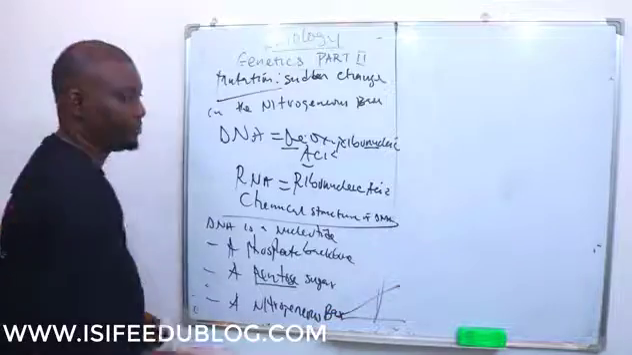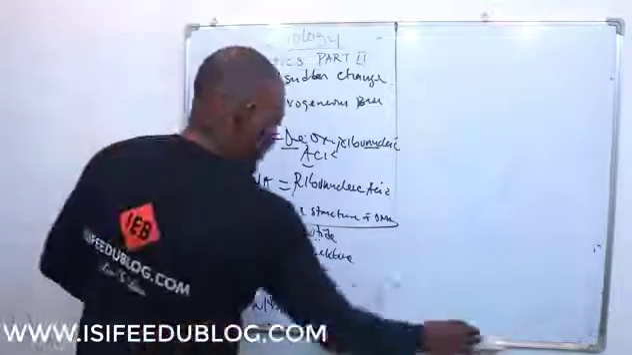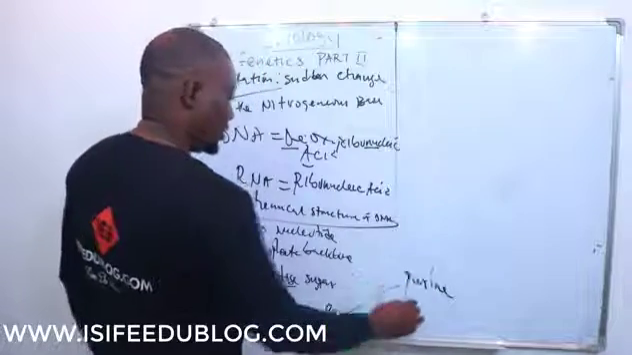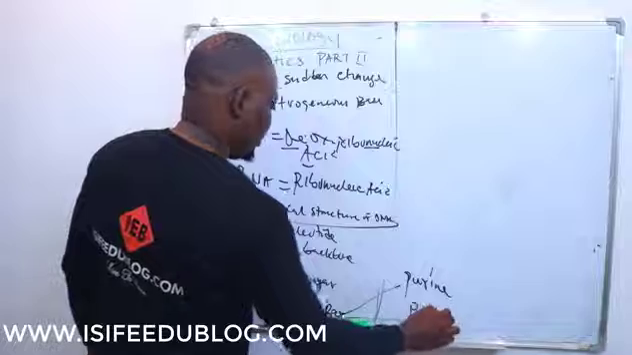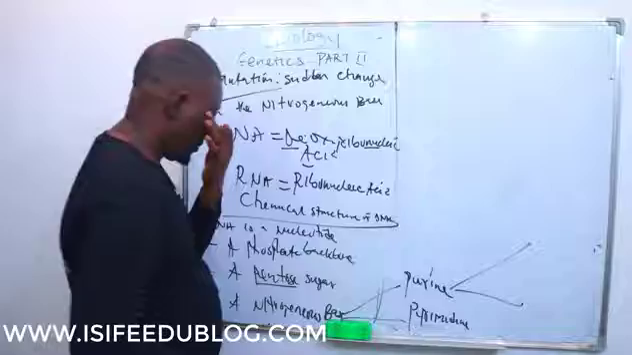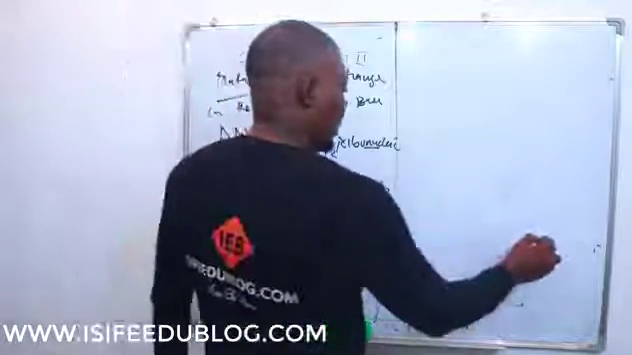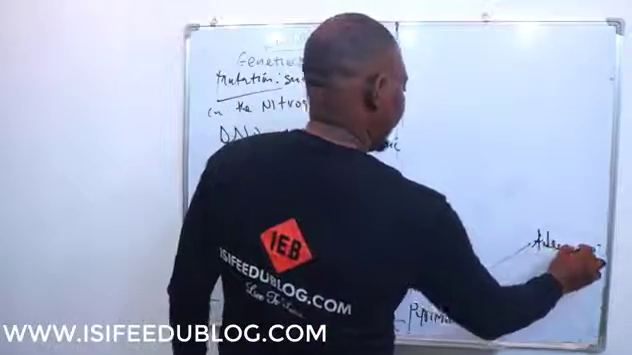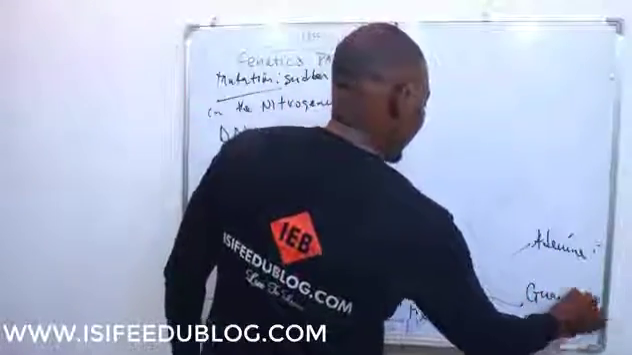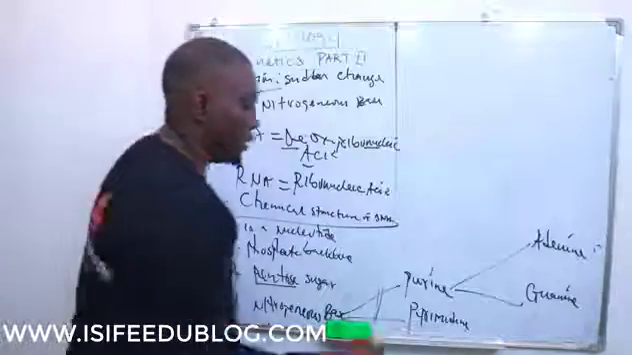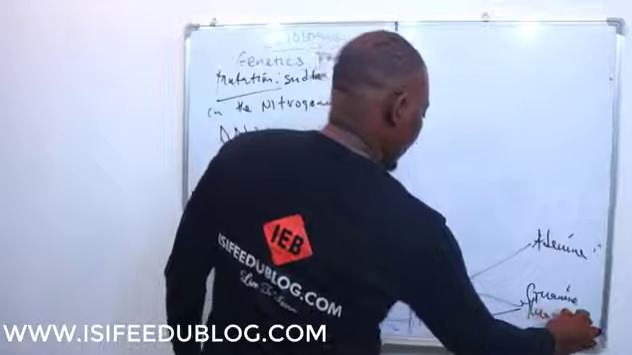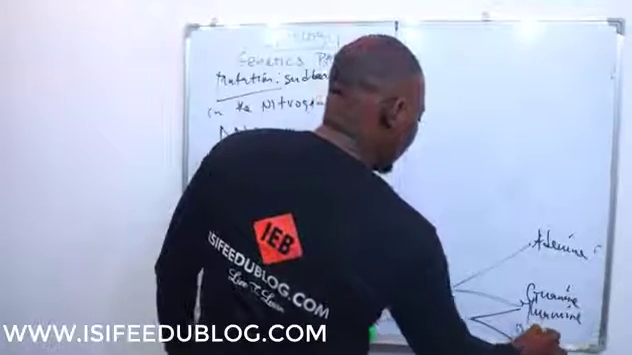Two types of bases are known. One is purine base, and the other one is pyrimidine. Two purines are known. One is adenine, and the other one is guanine. Two pyrimidine bases are known. One is thymine, and the other one is cytosine for DNA.